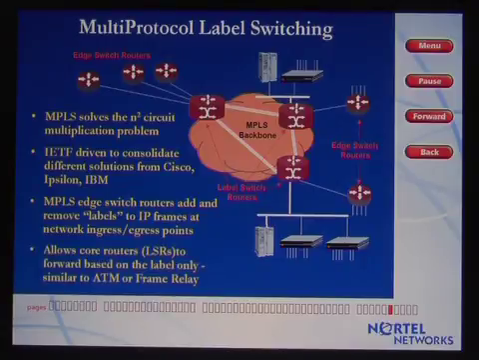Devices called edge switch routers label each IP packet with a short label at ingress to the network, and this tag is used to switch packets in the network, much in the same way as ATM or frame relay switches already do today. At the egress point, an edge switch router removes the labels and passes the IP packet onto its destination.